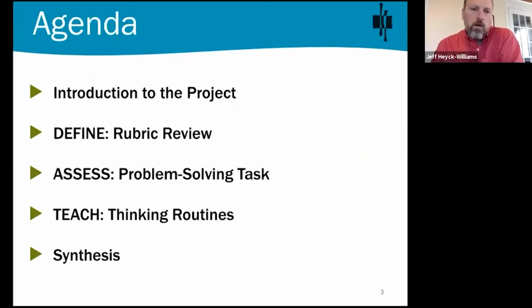We're going to go through basically three core components. I'll give an introduction to our project and what we have done around teaching and assessing critical thinking skills. And then the three elements are define, assess, and teach. And this is really coming from that understanding by design work.